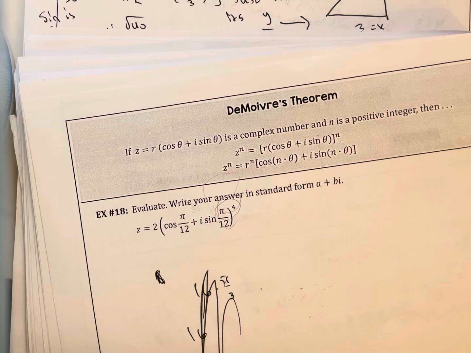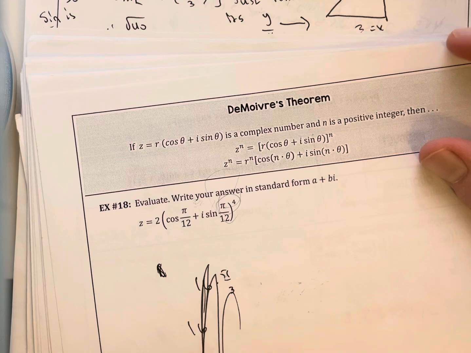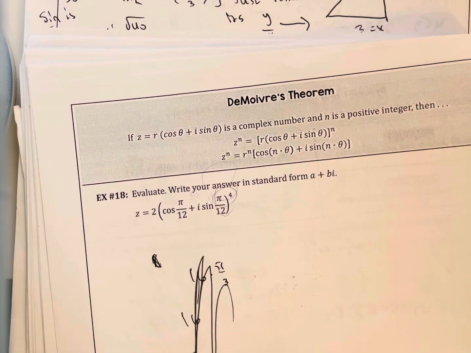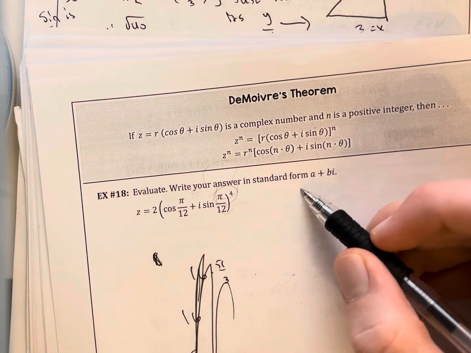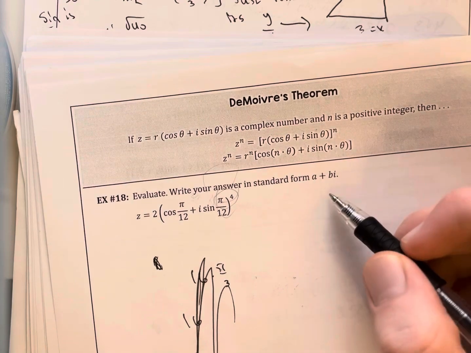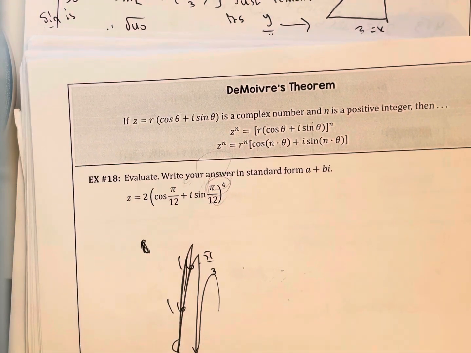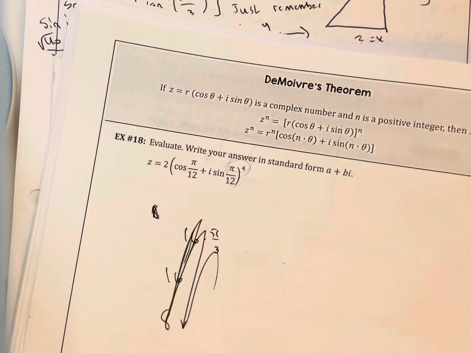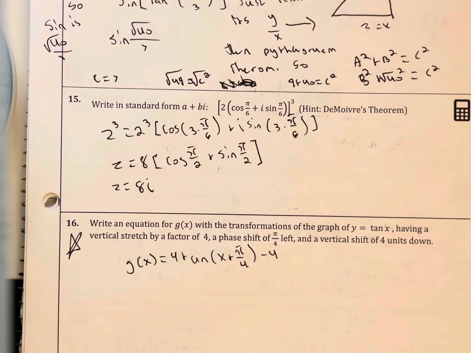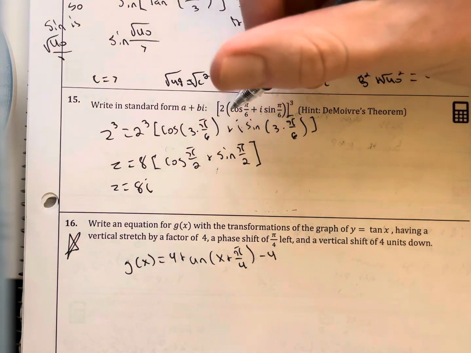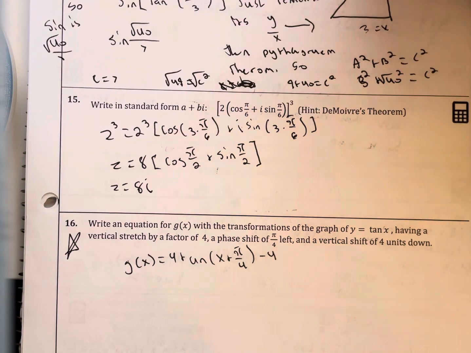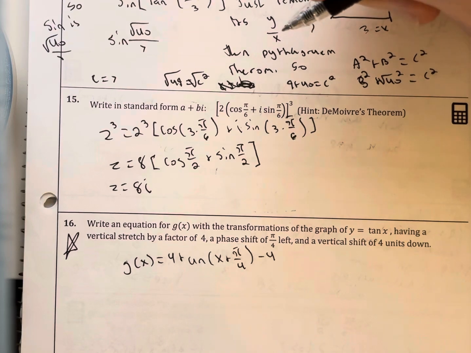z equals r cosine plus i sine. Complex measurement. So if it's written like this, what does it want you to do? It wants you to get your answer into a plus bi form. So let's look at the example in this problem. It wants me to write this equation into standard form, which is this. It's not that difficult.